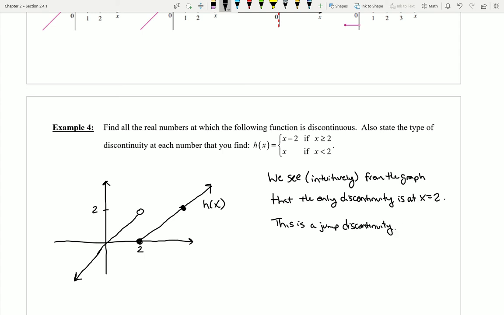So hopefully this gives you a good idea of the different types of discontinuities that we're going to be working with. And in the next example, I'll ask you to try to think about some different sorts of graphs that might have other types of discontinuities in them.